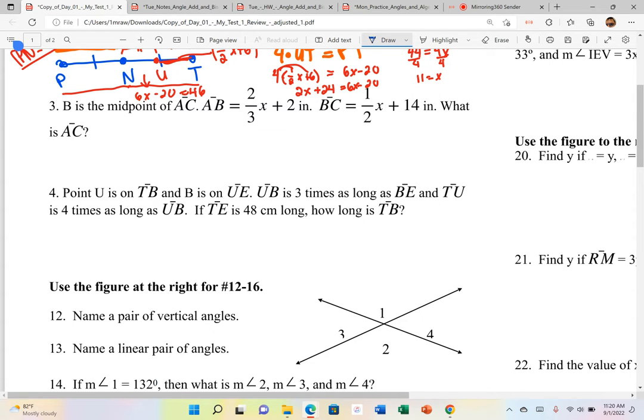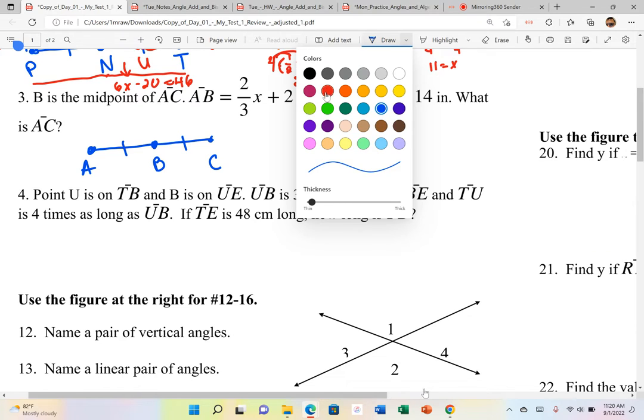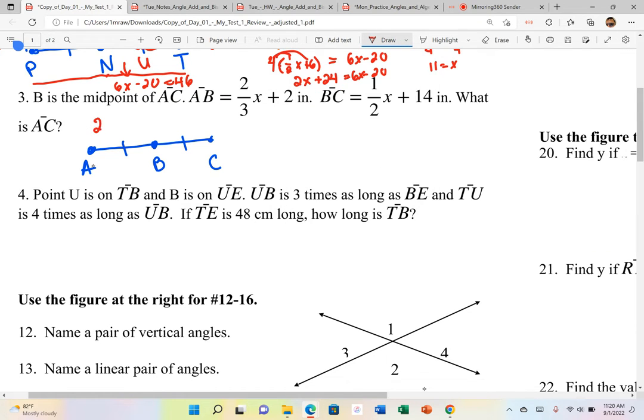Okay? All right. So it says B is the midpoint of AC. So let's draw our segment AC. And B is the midpoint. Is that okay right there? All right. We need to make those little marks. Okay? If AB is equal to, right? So this part's equal to 2/3 x plus 2. And BC is equal to 1/2 x plus 14.